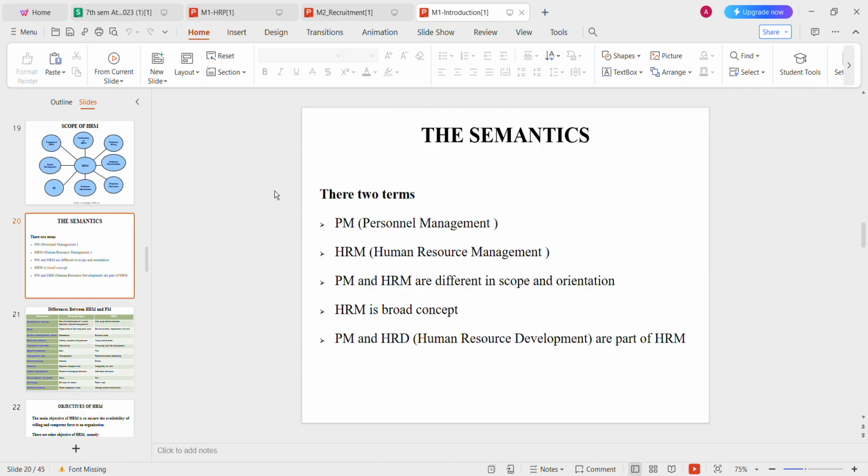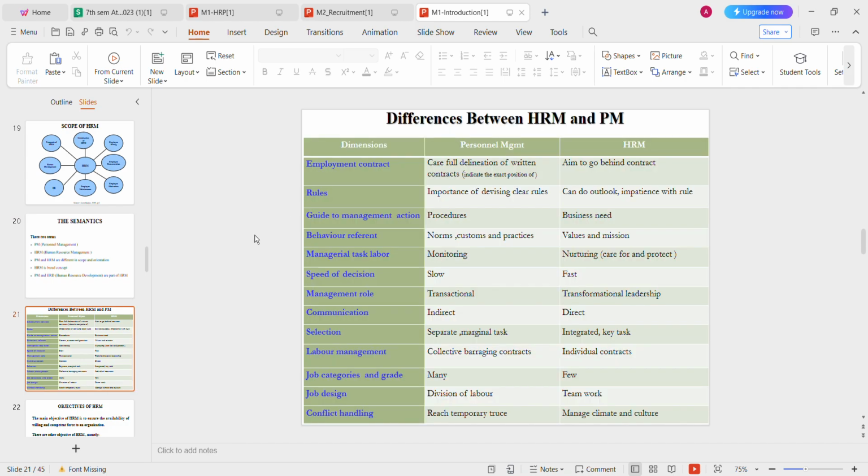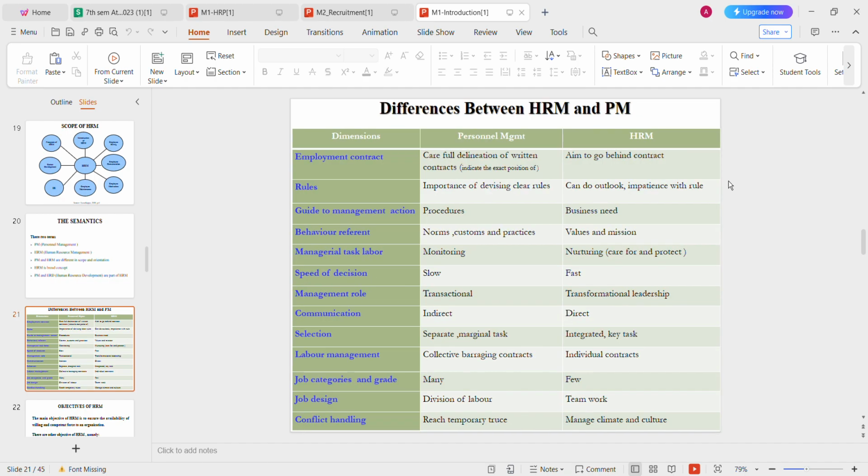See, before the term HRM was coined, personnel management was introduced. So we are going to learn about the major differences between HRM and PM, personnel management. So what are the major differences? So first one is employee contract. Careful delineation of written contracts, aim to go beyond the contract. Basically, the major difference is the speed of decision is very slow in personnel management. HRM is quick.